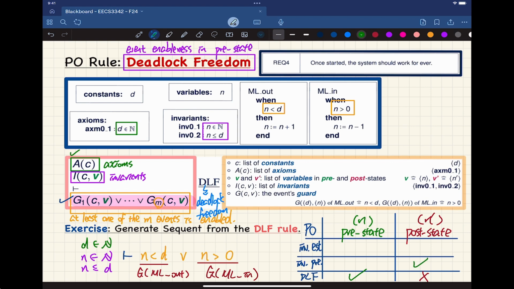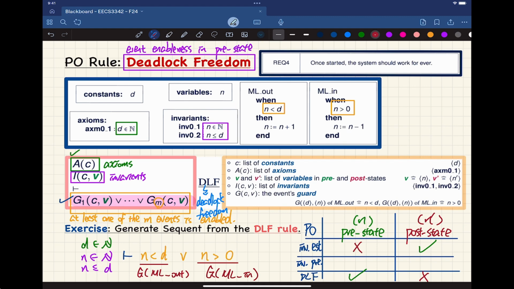But for the pre-states, no. Oh, wrong place. Beg your pardon. The post-states, yes. But for the pre-states, no.